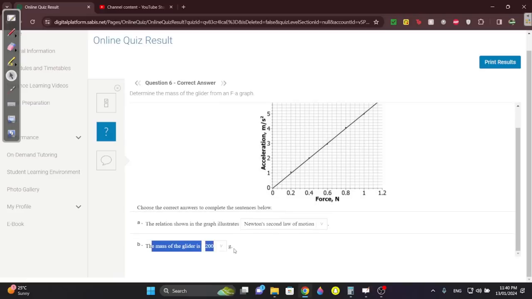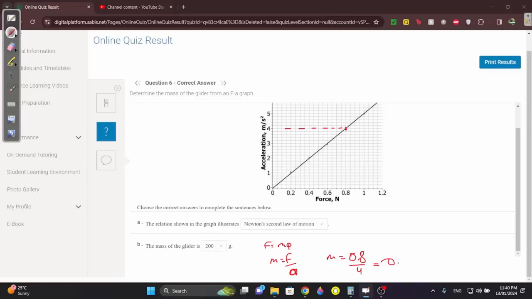ma. And then the mass of the glider, you guys know F equals ma. So the mass is equal, take a to the other side, F over m. Sorry, F over a. It will be, take any point. Let's take, for example, 0.8 and 4. So 0.8 is the force over 4, you get 0.2.